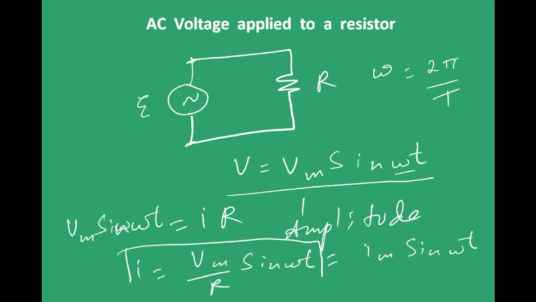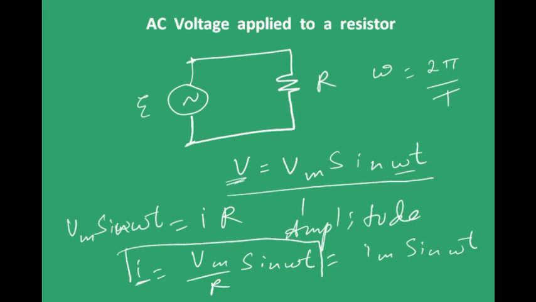Got it? Here in this case, note that the current and the voltage reach their highest values at the same time. When voltage and current reach the zero, maximum and minimum values at the same time, then voltage and current are said to be in phase with each other.